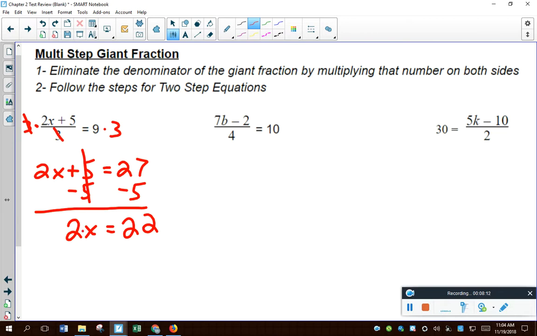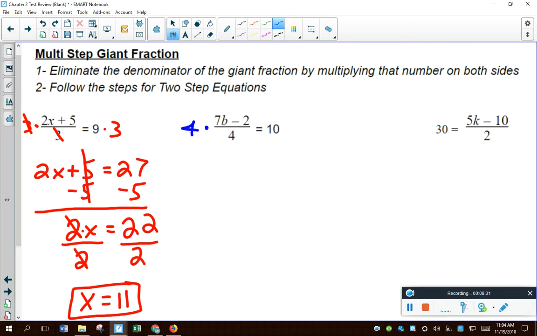This is 2 times x. Remember, our inverse is division. My 2's will cancel, and we're left with x equals 11. We isolated x. That is our solution. I'm going to follow that same process for the next two equations.